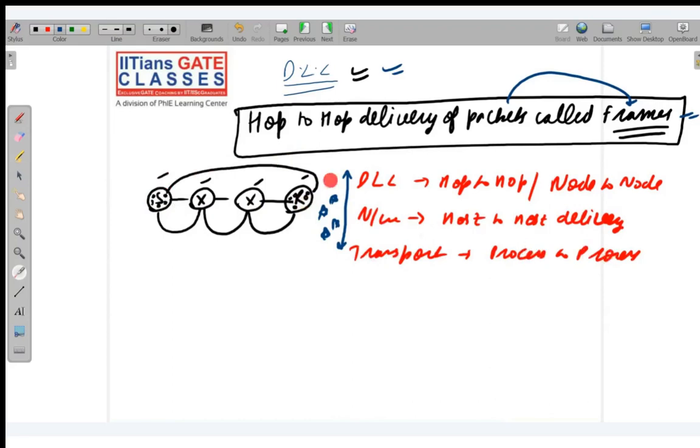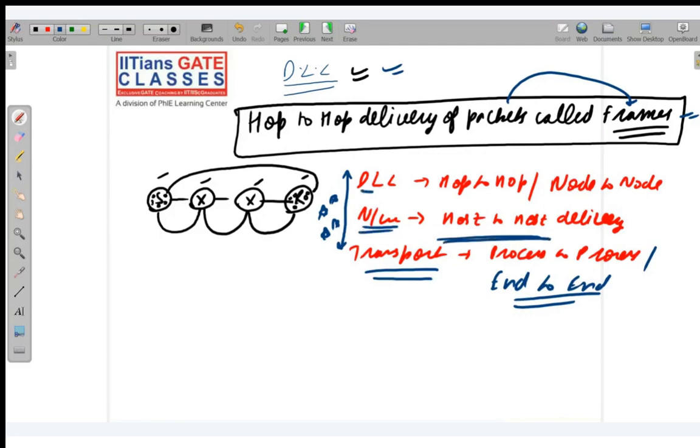We have delivered the packet to the receiver computer, but reaching the receiver computer is not sufficient. We have to deliver the packet to the actual process which is communicating. That is done with the help of the transport layer. So the transport layer is responsible for process to process delivery, or you can call it end to end. Which layer is working end to end? Transport layer. Which layer is working from host to host? Network layer. Which layer is working from hop to hop or node to node? Data link layer. You should remember all these points very, very carefully.